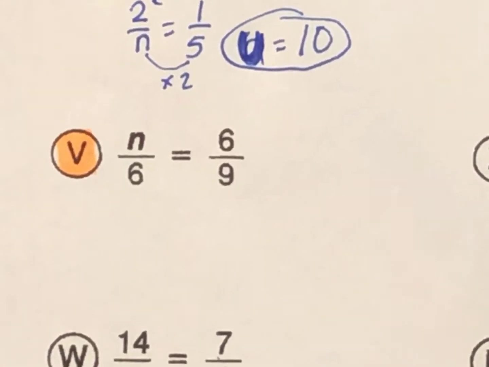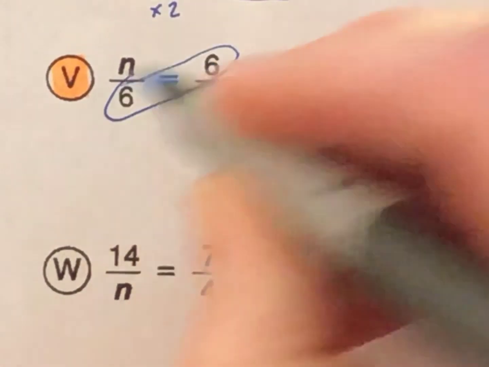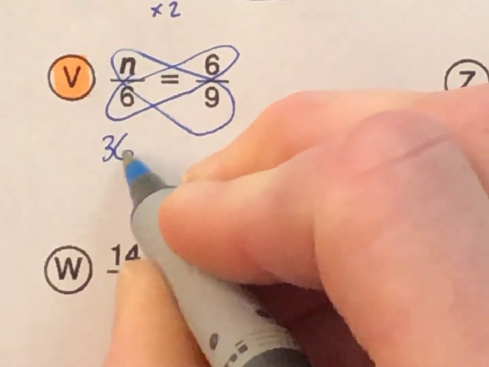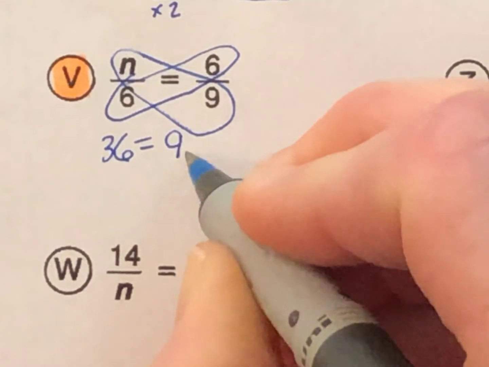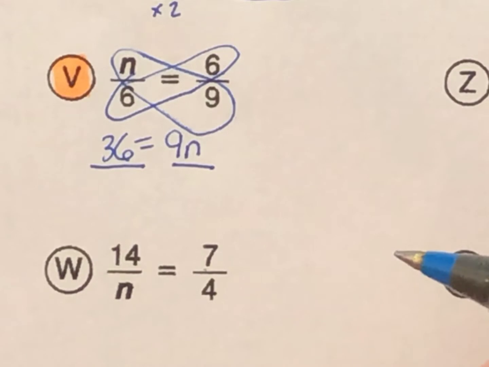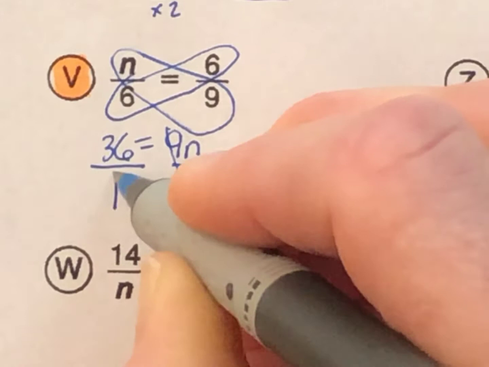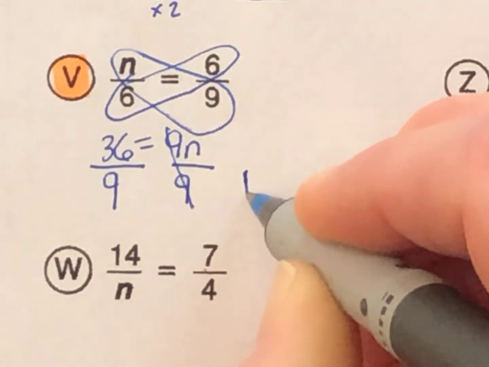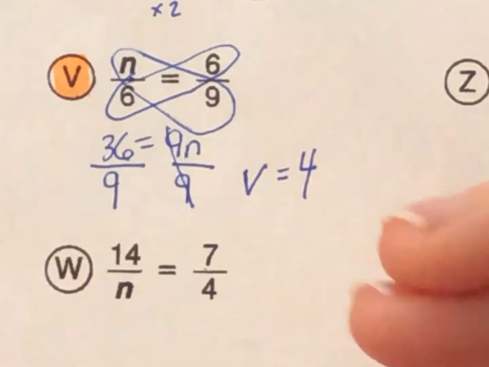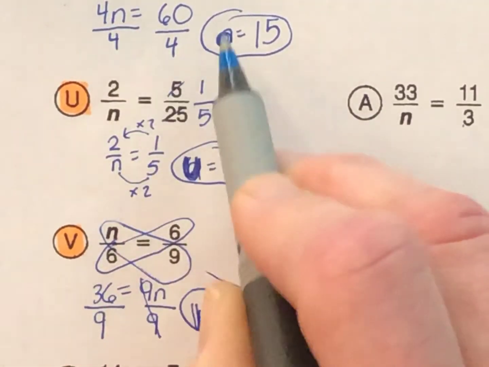Let's look at this one. I feel like cross multiplying. Let's do it. All right, so 6 times 6 is 36 equals 9 times n is 9n. Reduce both sides by 9, or divide both sides by 9 to cancel that out. It's the opposite. And your answer is v equals 4. I see, that's n, that's v. So we're just going to write this. There we go. So v equals 4, u equals 10, and o is 15.